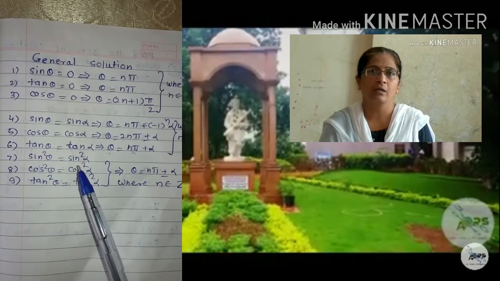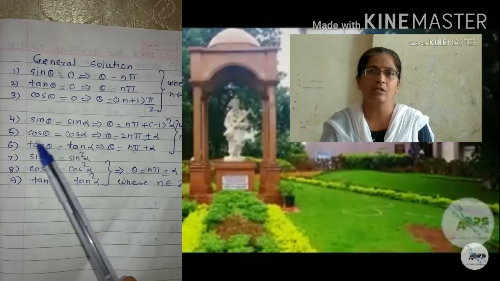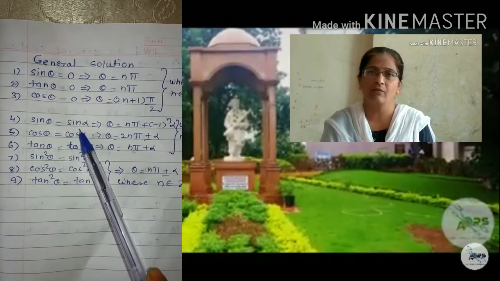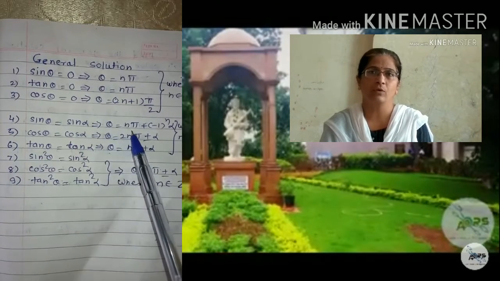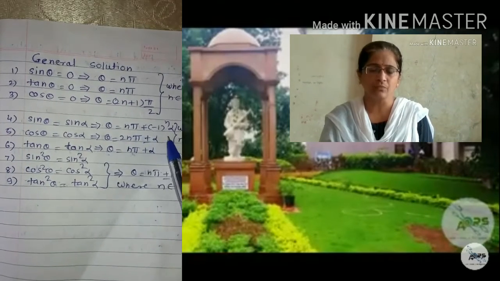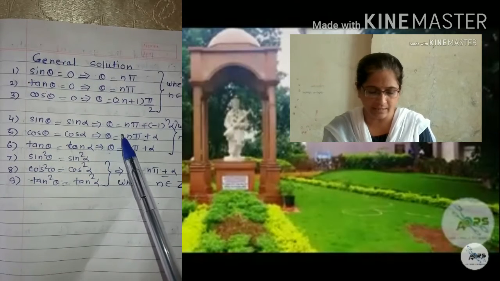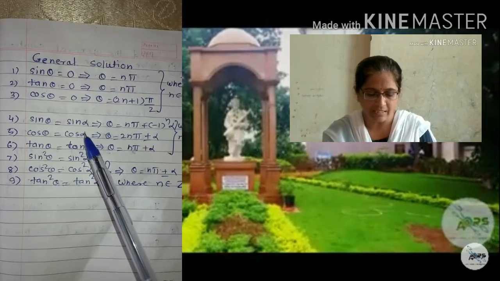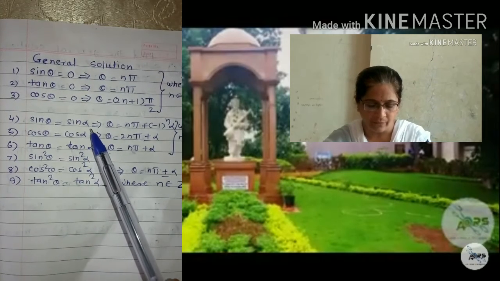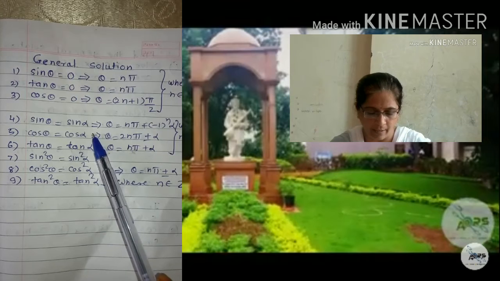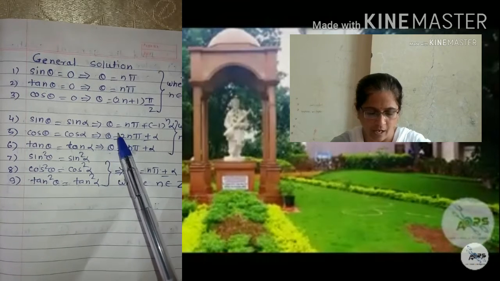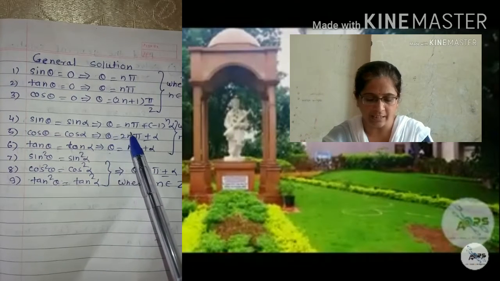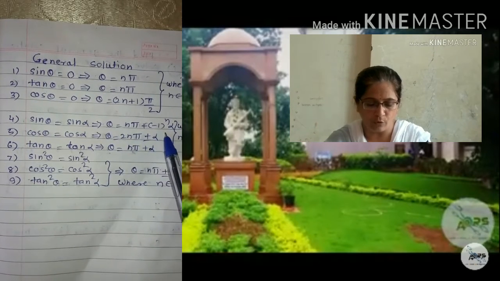Now next, when the trigonometric function is in the form sin theta equal to sin alpha, it implies theta equal to n pi plus (minus 1) raised to n alpha. We are given examples in the form sin theta equal to 1 upon root 2, and then the value of alpha is pi by 4. Therefore we can write the solution theta is equal to n pi plus (minus 1) raised to n pi by 4.